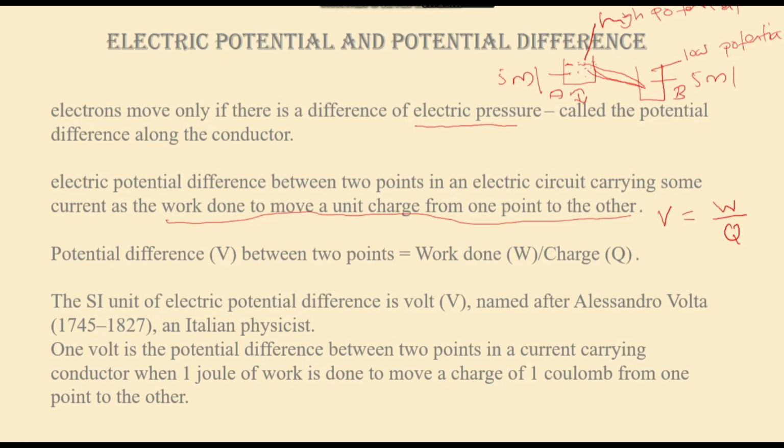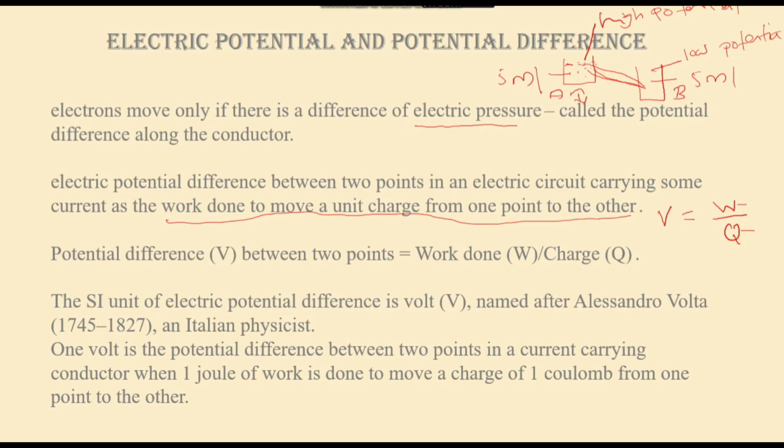That was the idea. The electric potential difference between 2 points in an electric circuit carrying some current. The work done to move a charge from one point to another point is called electric potential. We can define electric potential V is equal to W by Q, where W is the work and Q is the charge. Yes, the potential difference between 2 points is work by charge. The SI unit of work is joule and charge is coulomb.